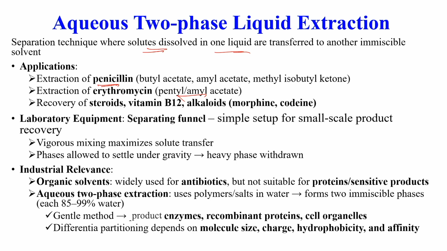So, how does it work? At the laboratory scale, we use separating funnels. It is a simple setup for small scale product recovery. What you do is, first you do the mixing to maximize the mass transfer. Then you allow it to settle, or you can say the phase separation. Then you can remove the heavy phase and light phase. The light phase will be at the top, and the heavy phase will be at the bottom.